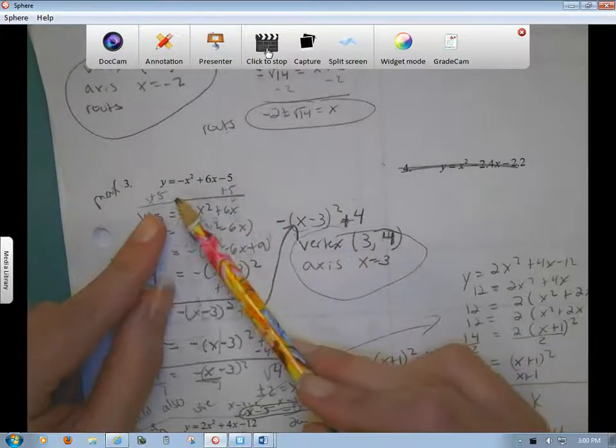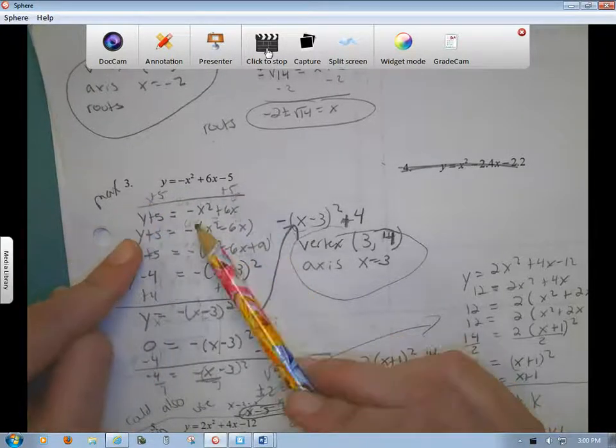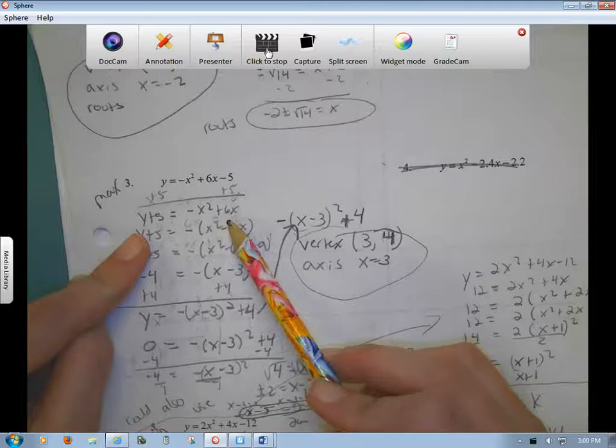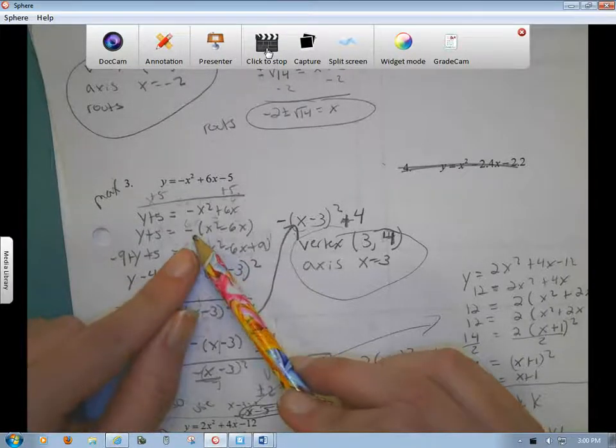So I started off adding 5 to each side. Okay, so then I got this. Then I factored out that negative just like we did in class. And in class, I don't know why I was stuck. But we can do that just like Bailey said.